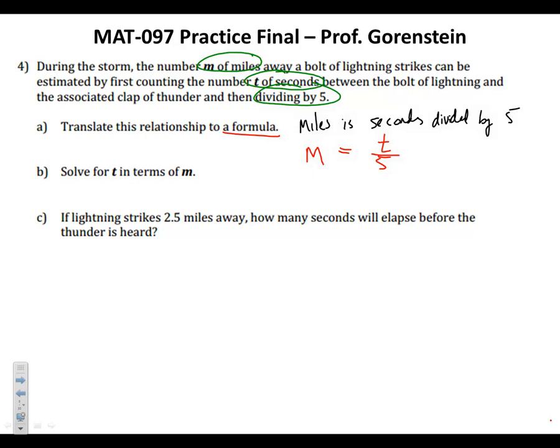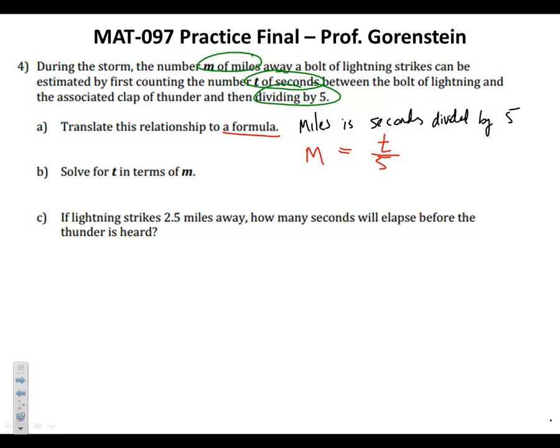So now we have a relationship between m and t. This relationship could be expressed in a number of different ways. In part B, our goal is to solve this equation for t. What that means, solve for, means isolate the t, get the t by itself. In this case, we have t divided by 5. How do you get rid of a divide by 5? You apply the opposite, which is multiply by 5.